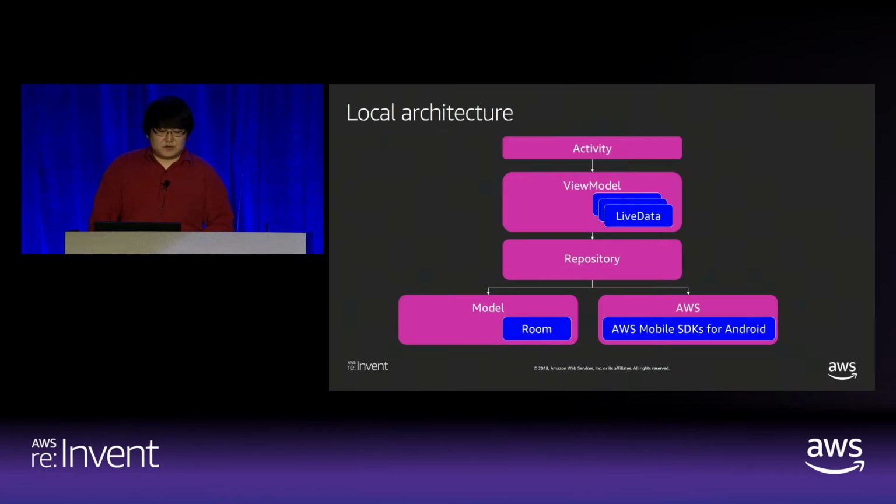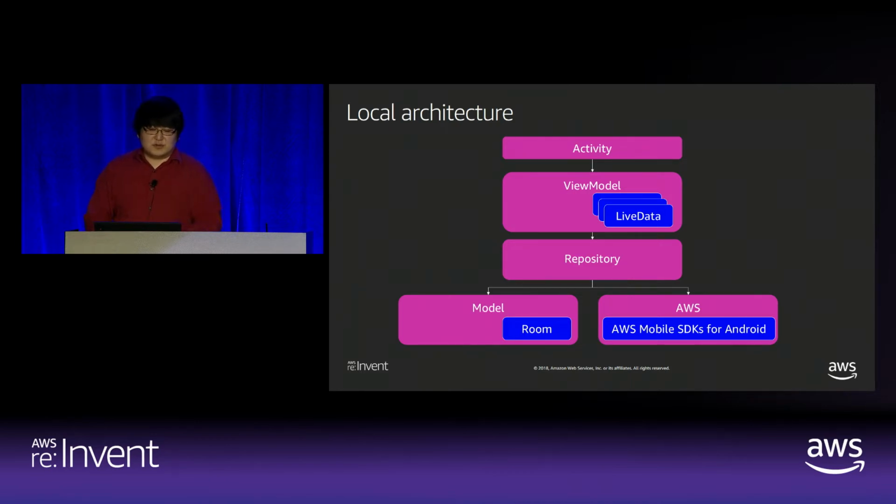So this is a little bit of the local architecture that we'll be using, basically the application. We'll start with the activity up here. The activity will be our view. It'll talk to the view model, which holds a bunch of live data references. These live data references are being given by the repository. The repository layer will be communicating with both the database layer on the left with the model and room, and on the right, AWS and the AWS mobile SDKs for fetching this information from the cloud.